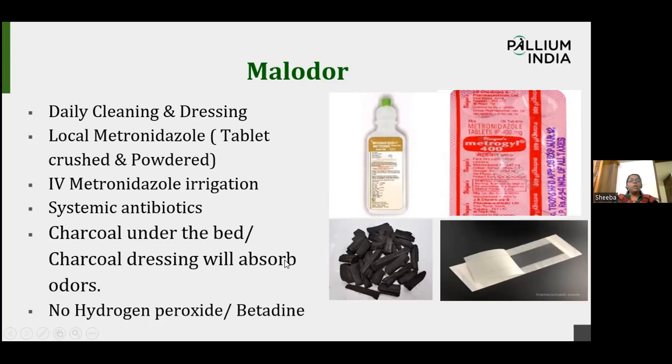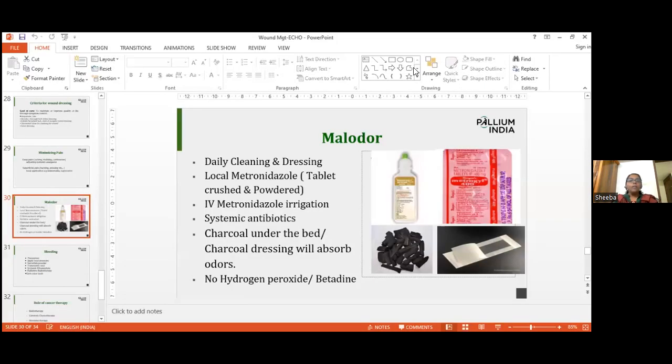Charcoal is a good agent for absorbing bad smell. You can keep charcoal pieces under the bed or in the corner of the room, or you can choose charcoal dressings. Here, no hydrogen peroxide and no betadine. So these are the ways we can manage malodor. The drug of choice for controlling anaerobic bacterial infection is metronidazole. Okay, thank you. Any doubts?